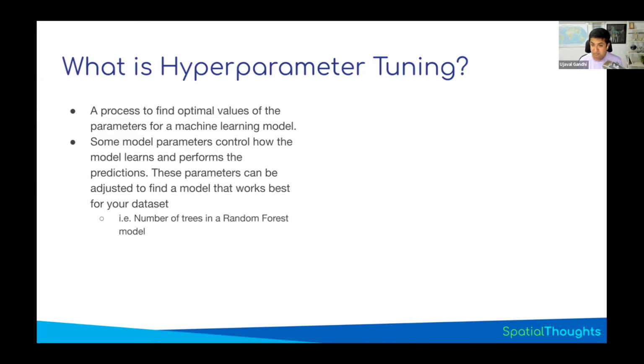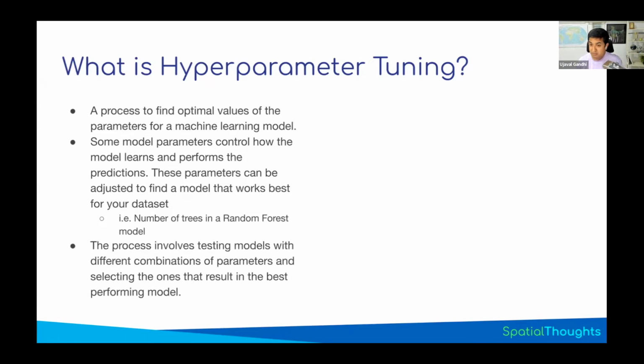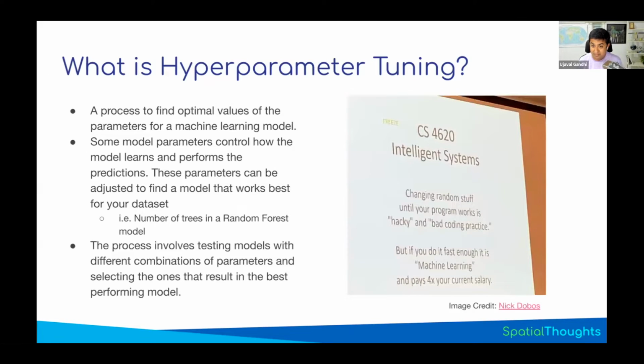For example, if you want to find the ideal number of trees in a random forest algorithm, depending on your data and the features that you have, the number of trees that works for you might be different than what works for somebody else with a different data set. So you'll just have to find the one that works best for your data set. You just have to do a bunch of tests and find what works.